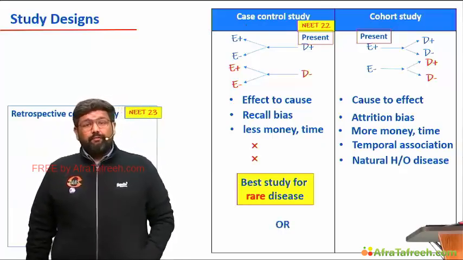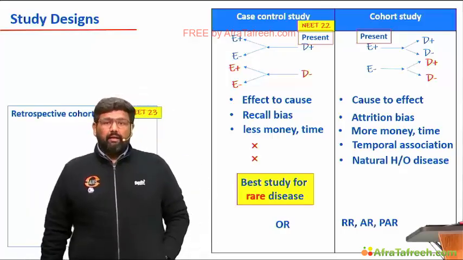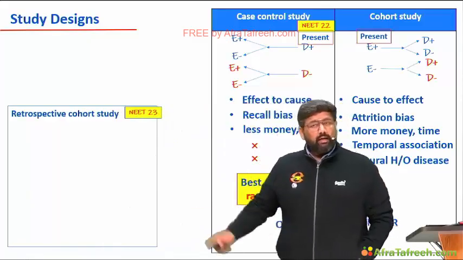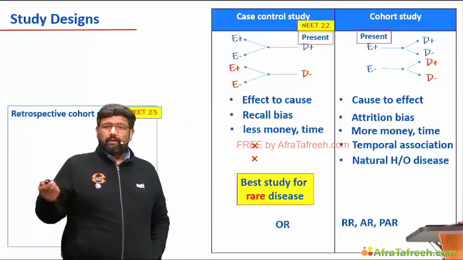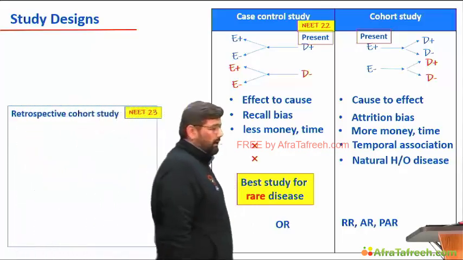Here, strength of association is odds ratio, and here strength of association is relative risk, attributable risk, and population attributable risk. In the next slide, I'll tell you in detail what is relative risk, what is attributable risk, what is population attributable risk. Now, sorted, case control and cohort done.